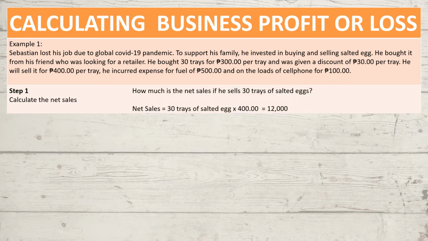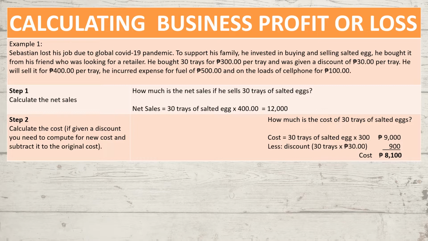The first step that we should do is to calculate the net sales. So it will answer the question how much is the net sales if he sells 30 trays of salted egg. To calculate for net sales, we will multiply the number of trays to be sold by the selling price. The number of trays to be sold is 30 and the selling price is 400. So our net sales for this is 12,000 pesos.